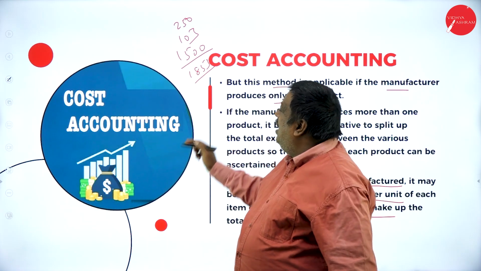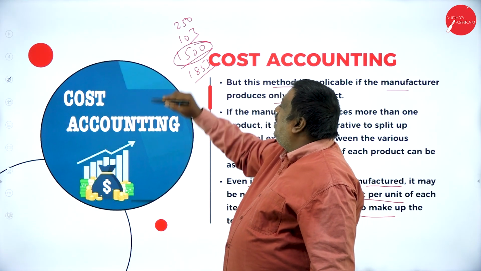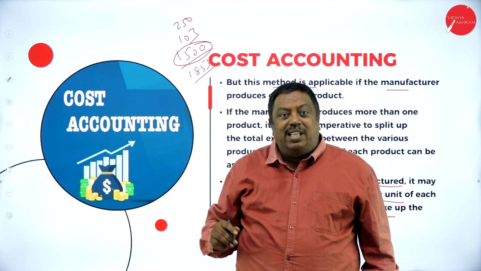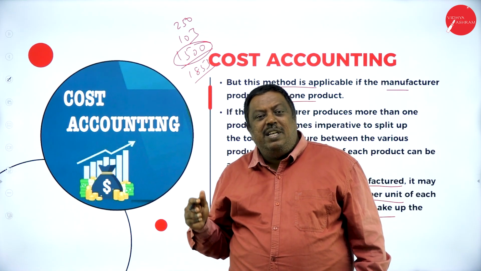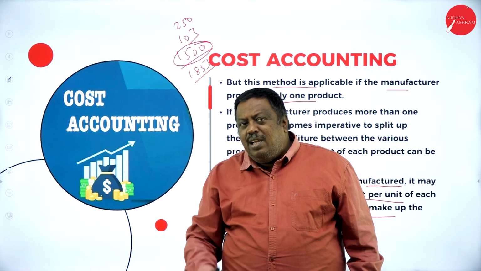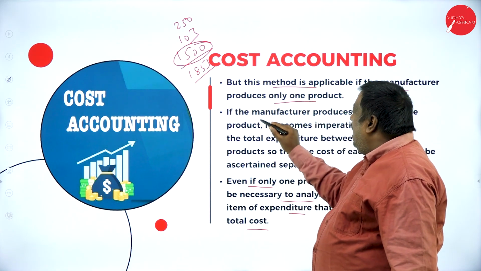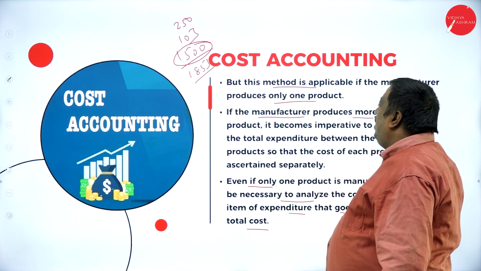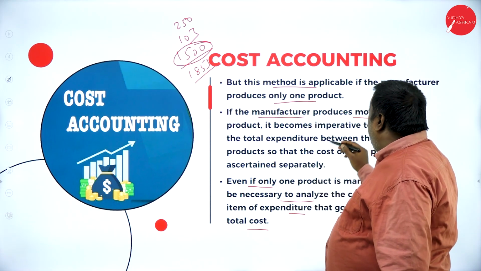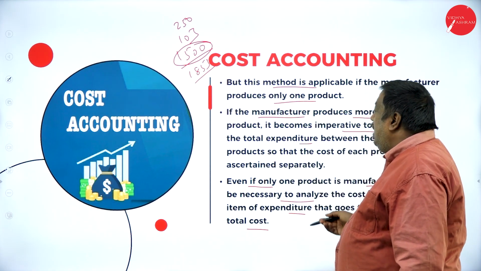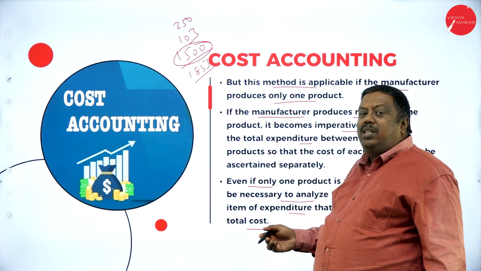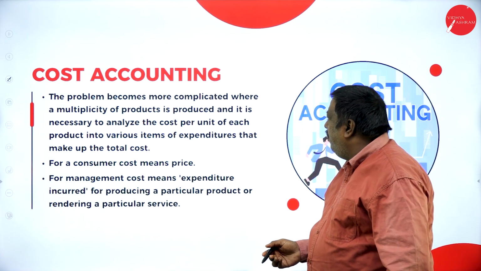I should not say the cost of the dress is only 1,500. So we have to check that one. Then we have to say what is the actual cost that has been incurred to acquire the particular product here. If the manufacturer produces more than one product, it becomes imperative to split up the total expenditure. So he has to think about how to work it out and get into the concept here.